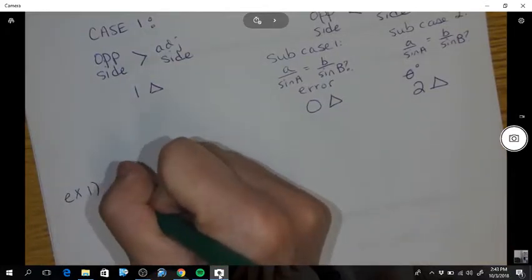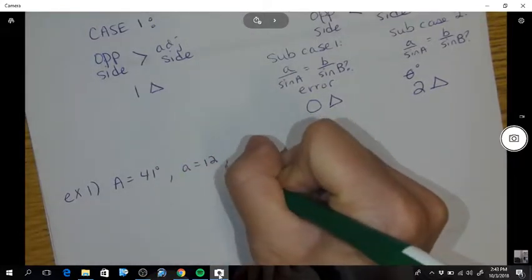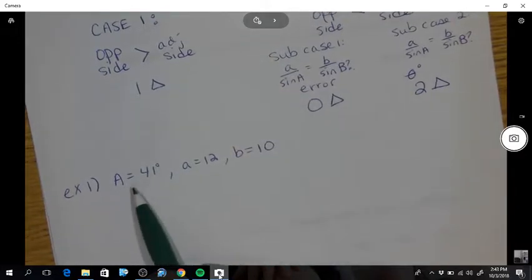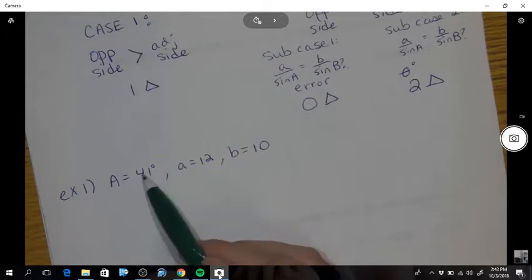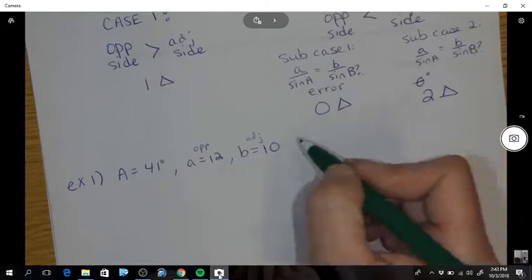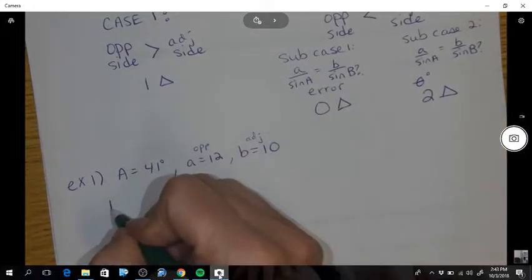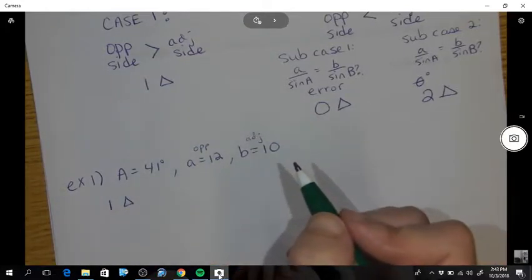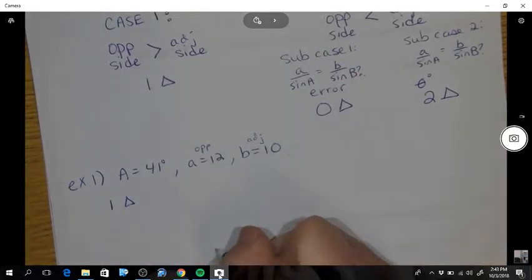Example 1. Angle A is 41 degrees, side A is 12, side B is 10. So A is the opposite side, because angle A and side A are opposite of each other, and B is the adjacent side. So this is longer than that, so there's going to be 1 triangle. I don't even need to test, I just know that. Why is there 1 triangle?